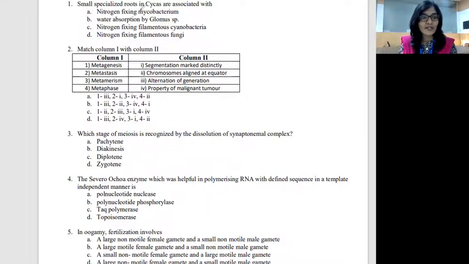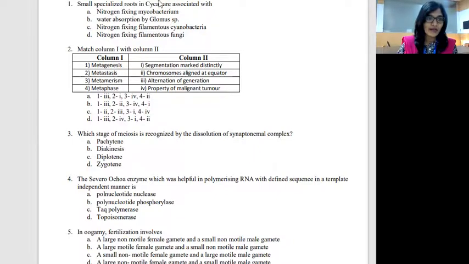The small specialized roots in cycles are associated with which of these following? Option A is nitrogen fixing mycobacterium. Option B is water absorption by glomus species. Option C is nitrogen fixing filamentous cyanobacteria. And the fourth option is nitrogen fixing filamentous fungi.